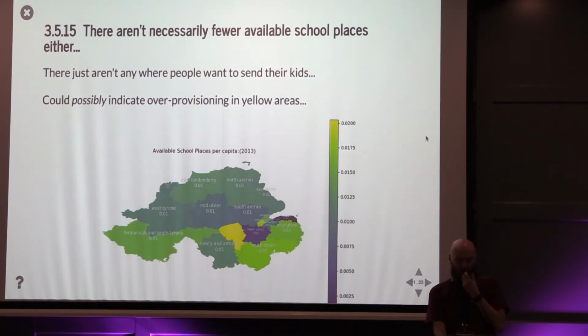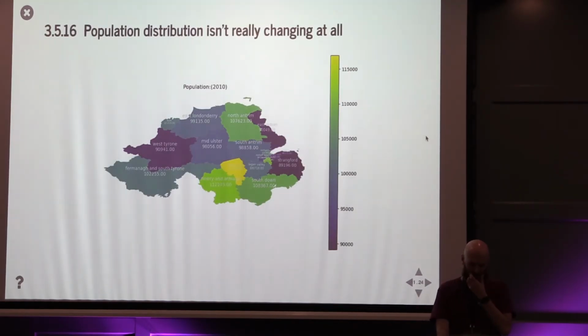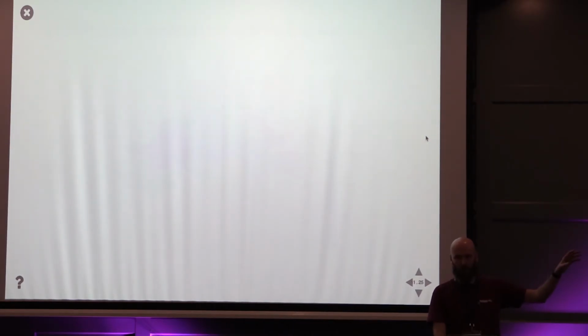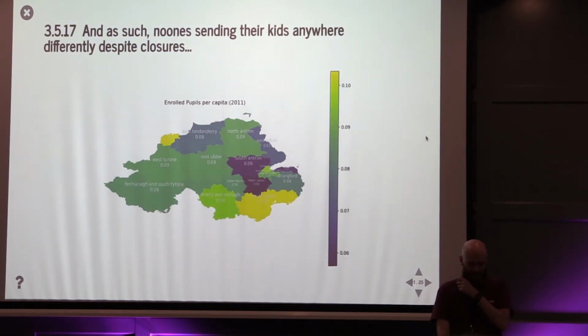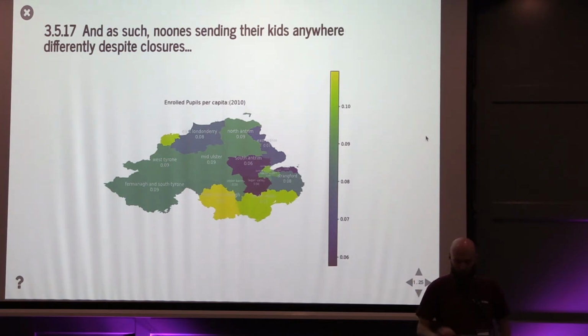There aren't necessarily fewer available school places. It's all more or less within an order of magnitude and within the statistical bounds. But there's one little odd bit of this, which I'll come back to in a bit. Population density isn't changing at all, correct for your baselines. Yeah, there are very few students in this South Antrim Lagan Valley area. My theory is that that's because they're sending them into the big town.